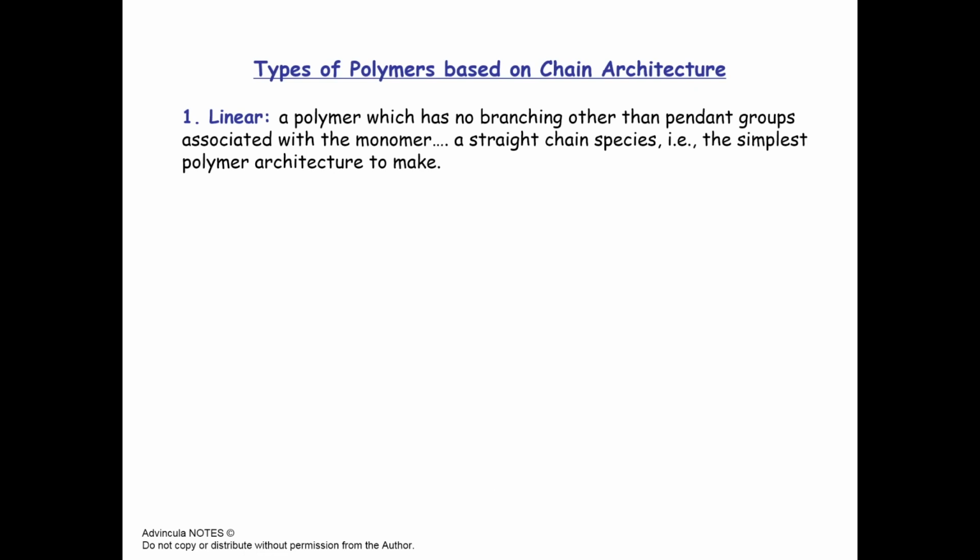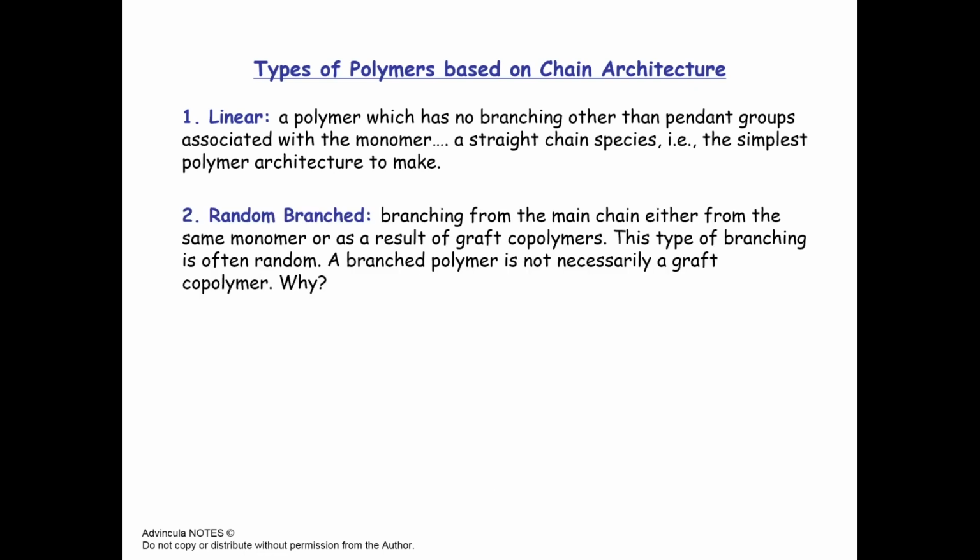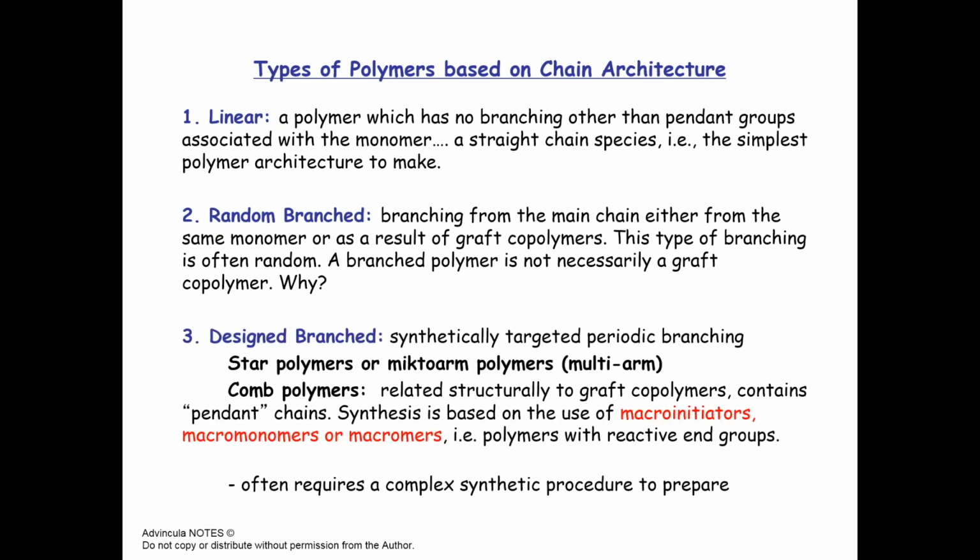So far we have focused on linear polymers. Random branch, meaning you have branching that is randomly introduced during polymerization. A good example is low-density polyethylene. A designed branch can be in the form of anionic polymerized initiators and macroinitiators. And network refers to reactions involving cross-linking or interpenetrating networks.